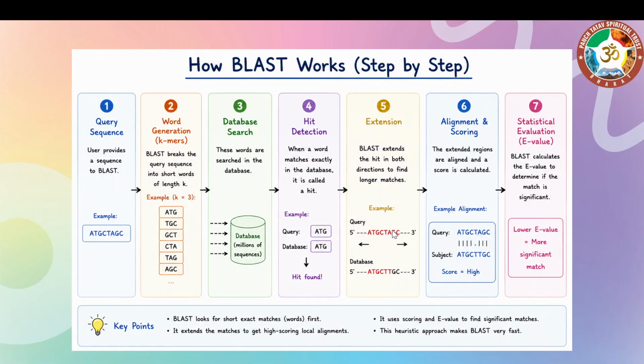Now, why are we doing this extension? Because a short match of 3 letters can happen by chance, right? ATG can be present in any sequence. Here we are only taking a small example of ATG. That's why we can understand that the ATG sequence can be available in many sequences. But if our query sequence matches with another sequence in the database, BLAST sees what are the chances that our query sequence is matching with the sequence in the database.